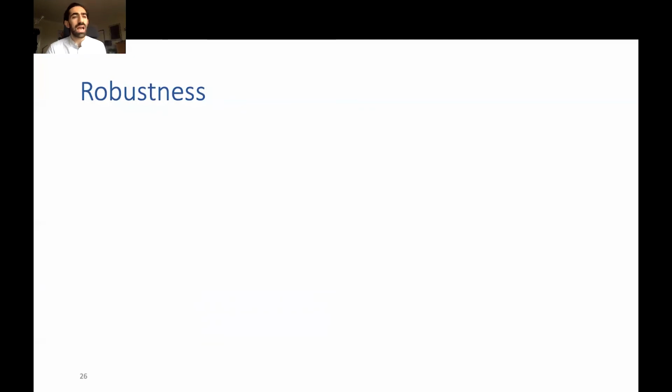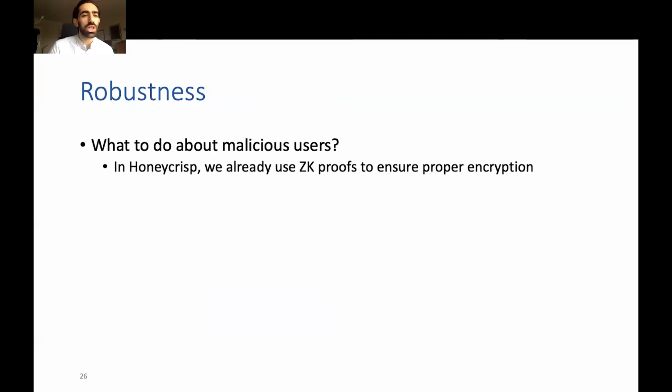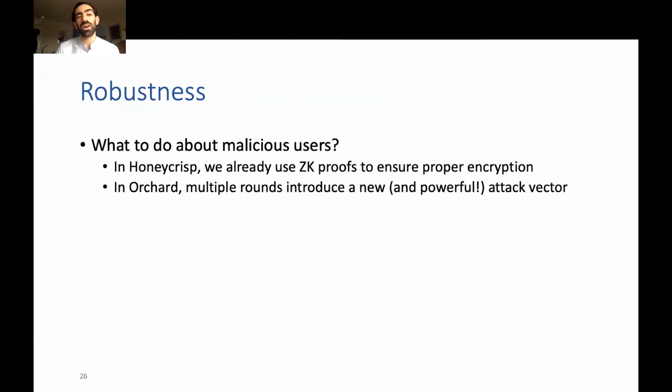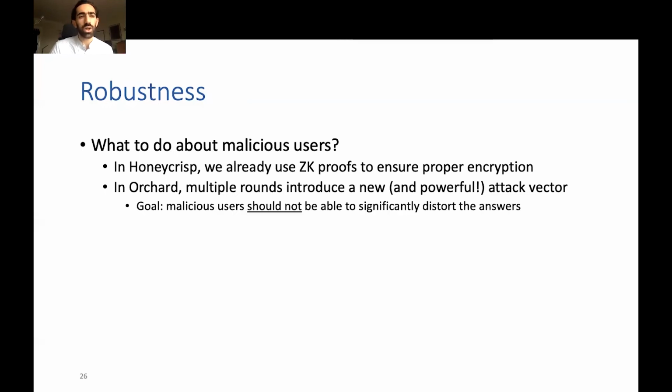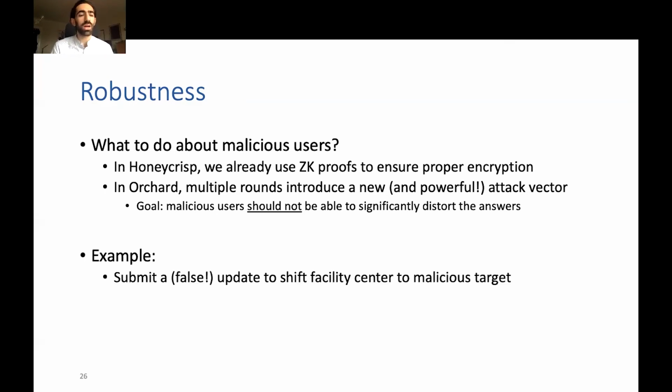One other wrinkle that I haven't brought up is: what can we do about malicious users? In Honeycrisp, we already use zero-knowledge proofs to ensure proper encryption. But in Orchard, the fact that we now have multiple rounds of computation introduces a powerful new attack vector. So our goal is that malicious users should not be able to significantly distort the answers. I'm going to walk through an example where a user can submit a false update in between rounds to shift a facility center to wherever they want.